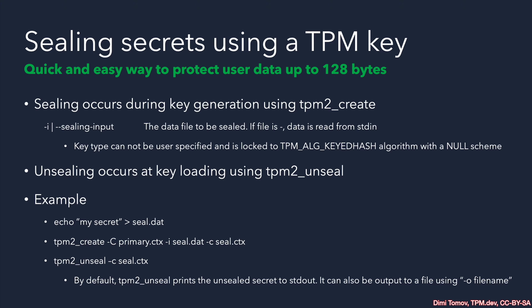When we have our sealed object, we can unseal it using the tpm2_unseal command. If we have set a passphrase to protect our child key, then we would have to provide it to the tpm2_unseal. The output of the tpm2_unseal command is usually the command line, the terminal window that we have open. We can redirect that with the -o option.